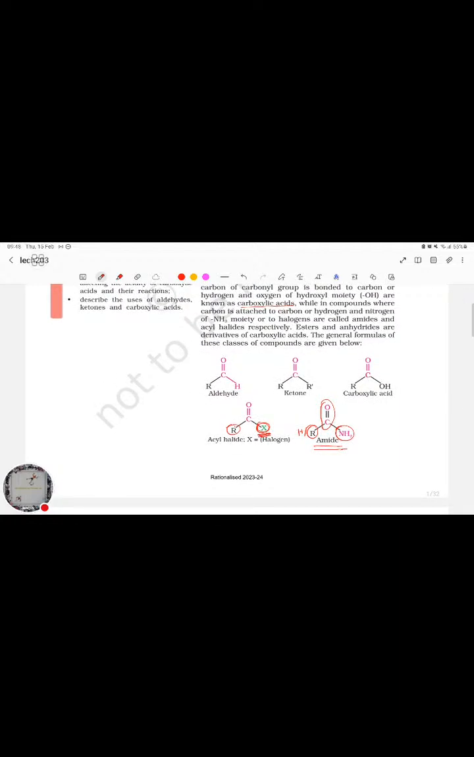So esters and anhydrides are derivatives of carboxylic acids. The general formulas of these classes of compounds are given below.